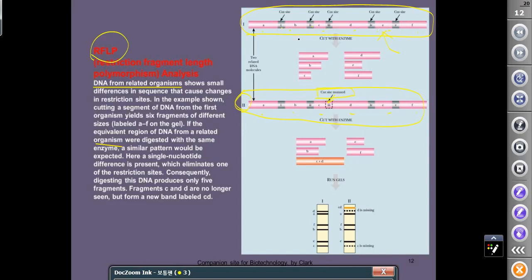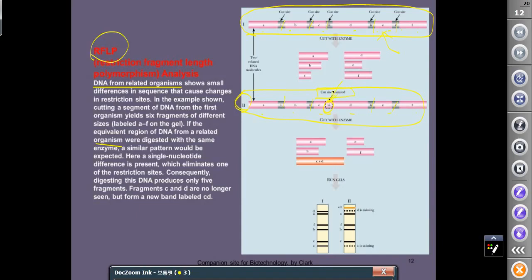These 5 sites are restriction enzyme cutting sites. So the restriction enzyme can cut these 5 sites, whereas this number 2 organism has only 4 sites. The number 3 cutting site here has somehow been altered and mutated. So the restriction enzyme can no longer recognize this site, and therefore cannot cut this site.